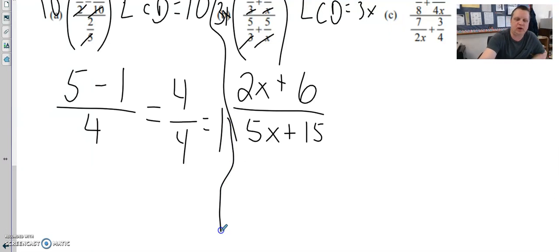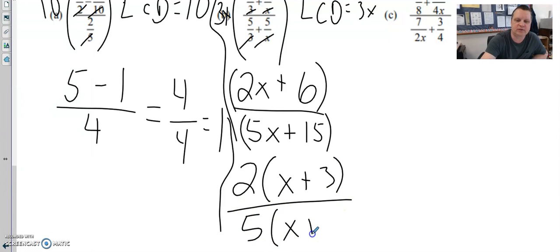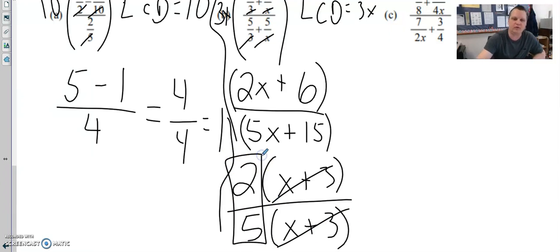Now, you want to try to factor and cancel like we did in the previous lesson, if you can. So these again, polynomials go in parentheses. I'm going to take out a 2, I have an x plus 3. I take out a 5, and I have an x plus 3. X plus 3's cancel. So you are merely left with 2 over 5.